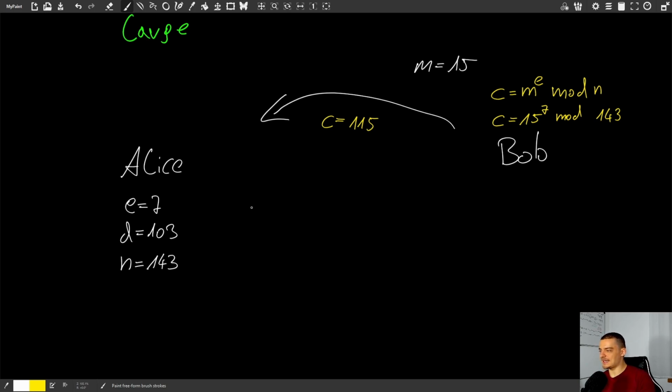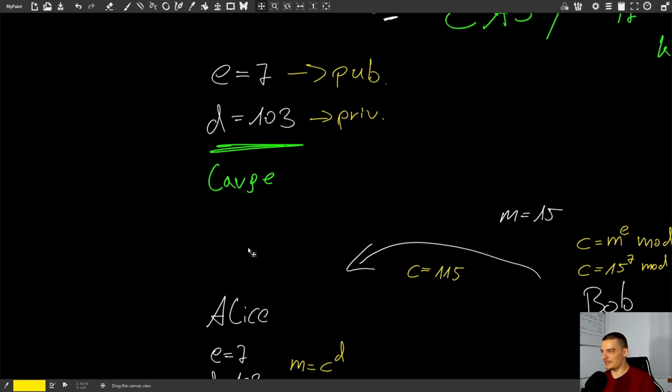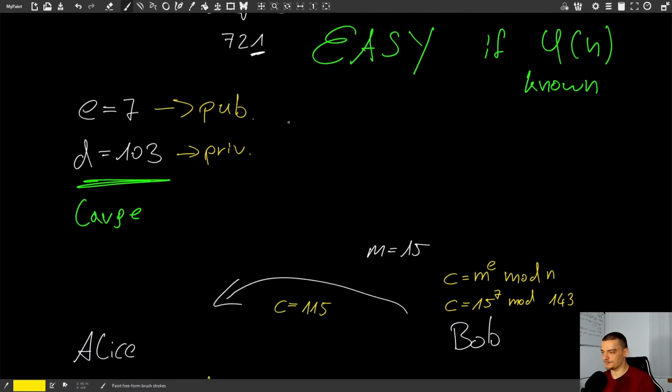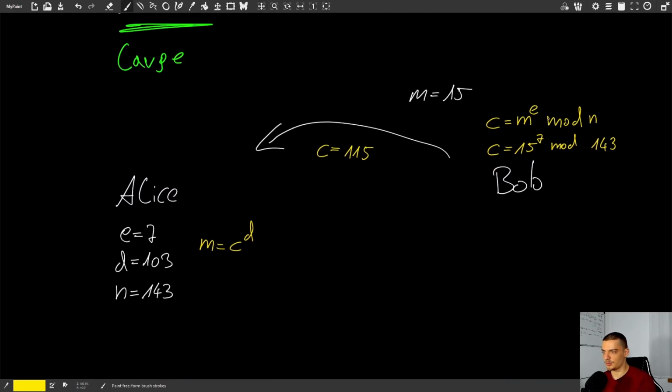Now, what Alice does is she takes this ciphertext, and in order to get the original message of Bob, she takes C to the power of the multiplicative inverse of E. What is that? The private key D. C to the power of D reverses the operation of M to the power of E. This is how we chose D. This is the condition that we chose up here. We wanted D to be the inverse of E. So when you take something to the power of E, taking the result to the power of D reverses the operation.